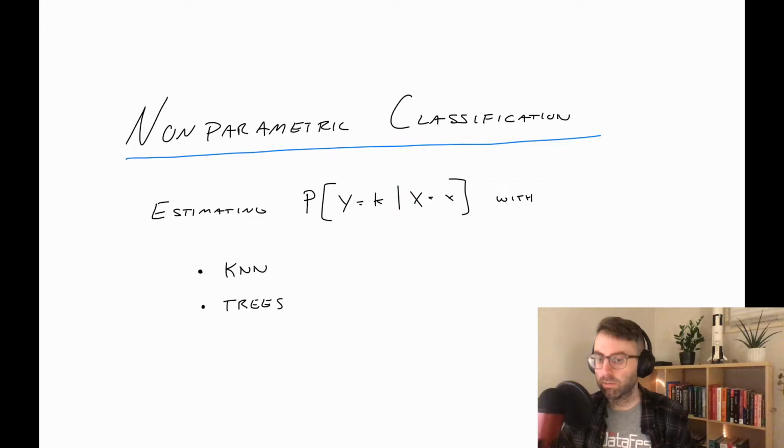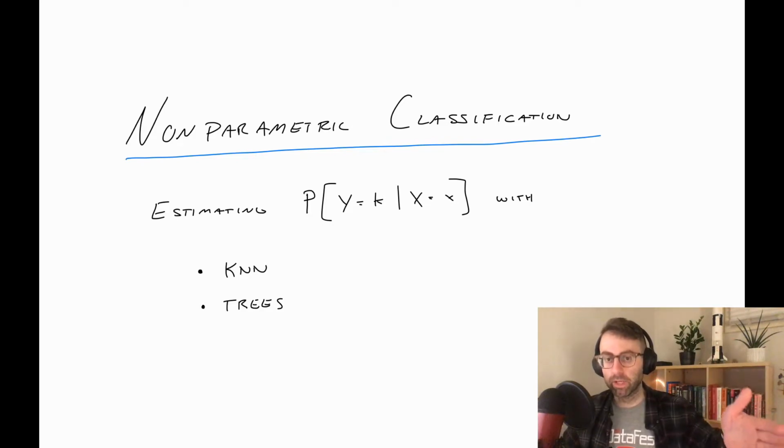Okay, welcome to another Stat 432 video where we're going to talk about nonparametric classification. Although that's far too broad of a topic, what we're actually going to talk about is specifically estimating conditional probabilities using k-nearest neighbors and using trees.